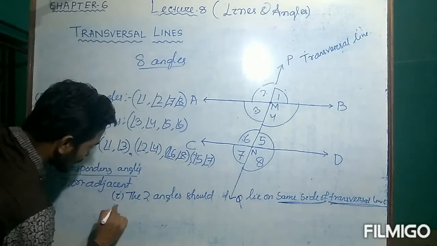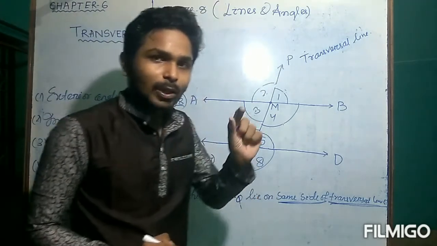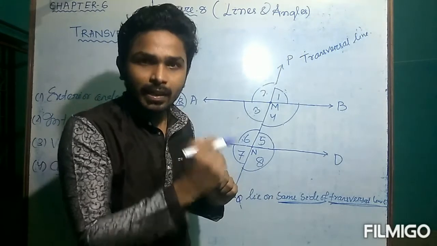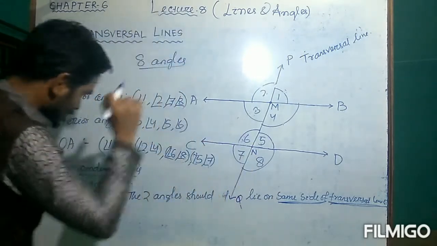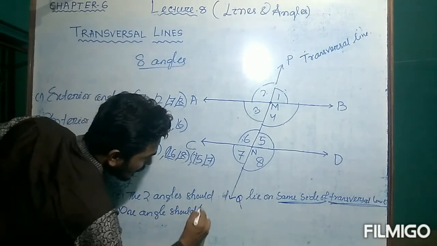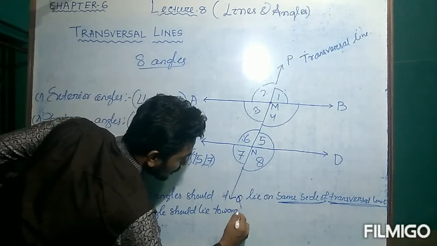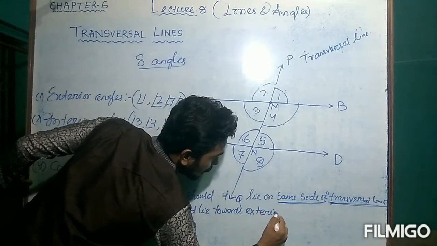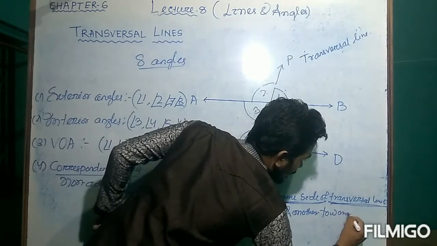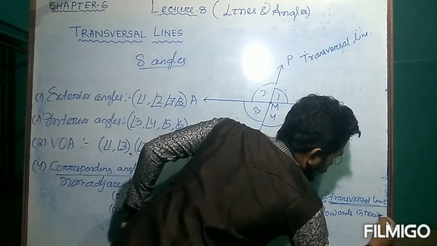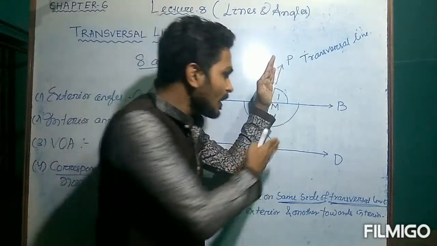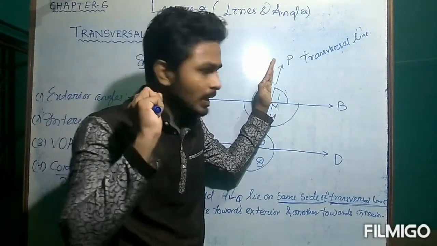Let us write the second condition. Out of the two non-adjacent angles, one angle should lie towards the exterior side and the other angle should lie towards the interior side. Okay, we will understand it. Suppose this is the transversal line and the two non-adjacent angles lie in this direction. Clearly understood?